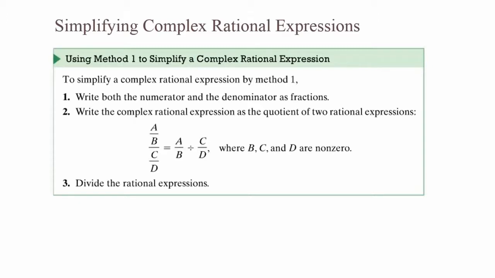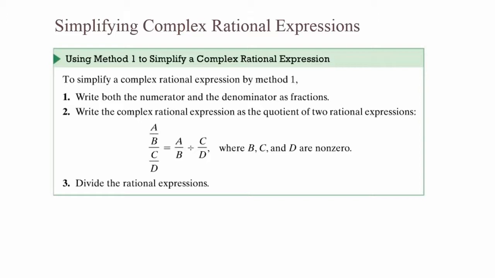To simplify a complex rational expression by method 1, first, write both the numerator and the denominator as fractions. Second, write the complex rational expression as the quotient of two rational expressions. A over b divided by c over d equals a over b division symbol c over d, where b, c, and d are non-zero. Third, divide the rational expression.